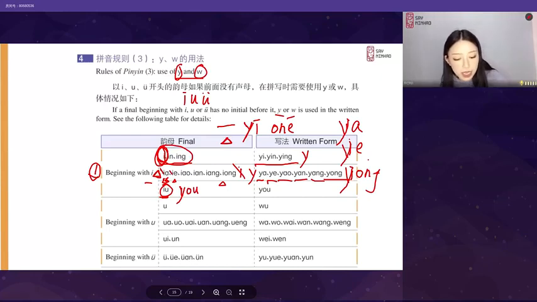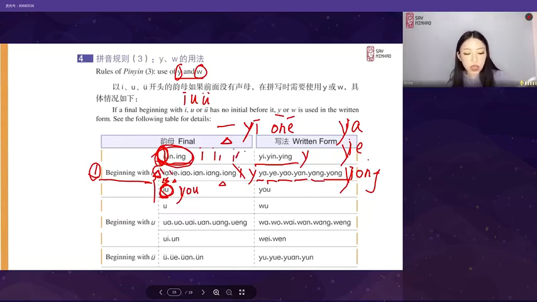Okay, so we can see in this situation, when the final begins with i, when there are vowels after it, we will remove i and put the initial y before it. And when it is iou, we will still remove the final i and put the initial y before it. And for the other occasions, for i, in, and ing, we will just put a y before it. We won't remove the final i. So it is the same as this, beginning with u.